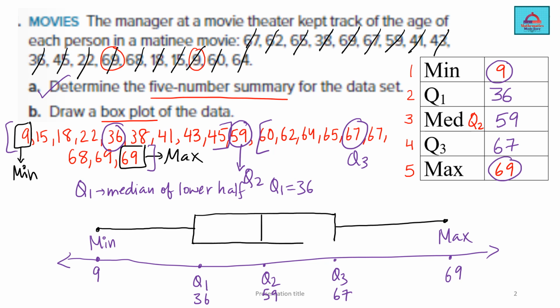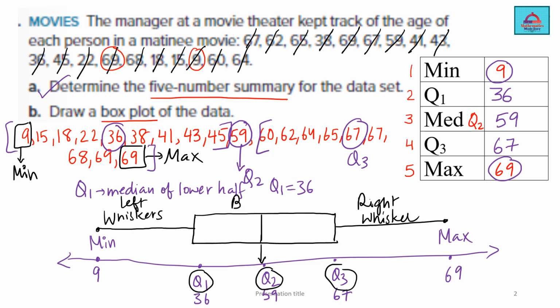So this is your box and whisker plot. In the middle will always be the median, Q2. Here it will be Q1. Here this end will be Q3, and then the minimum and maximum. These two lines are called whiskers. This is the left whisker on the left side. This is the right whisker on the right side. And in the middle is the box. So in total it is called a box and whisker plot. Okay, so this was a rough graph.